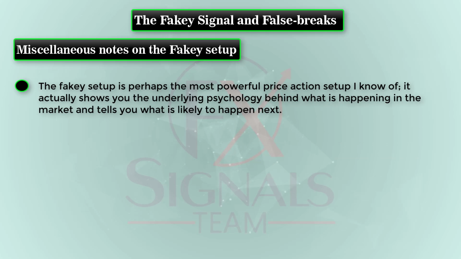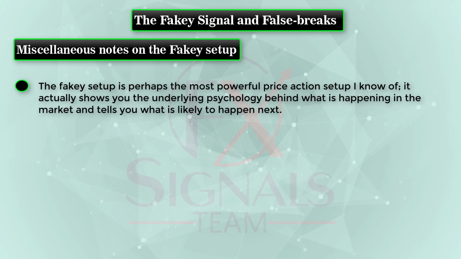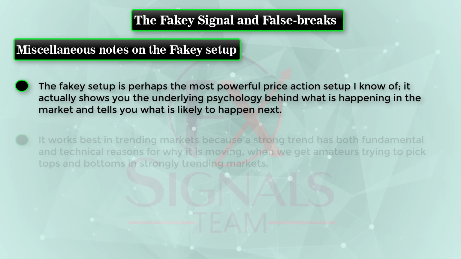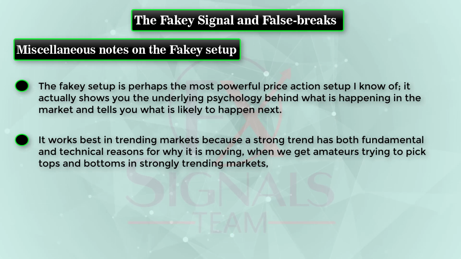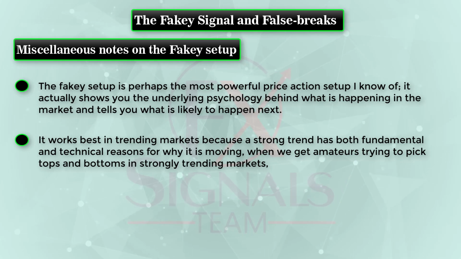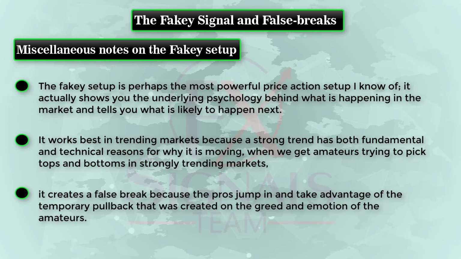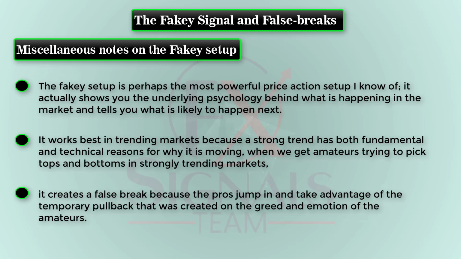The Fakey setup is perhaps the most powerful price action setup I know of. It actually shows you the underlying psychology behind what is happening in the market and tells you what is likely to happen next. It works best in trending markets because a strong trend has both fundamental and technical reasons for why it is moving. When we get amateurs trying to pick tops and bottoms in strongly trending markets, it creates a false break because the pros jump in and take advantage of the temporary pullback that was created on the greed and emotion of the amateurs.